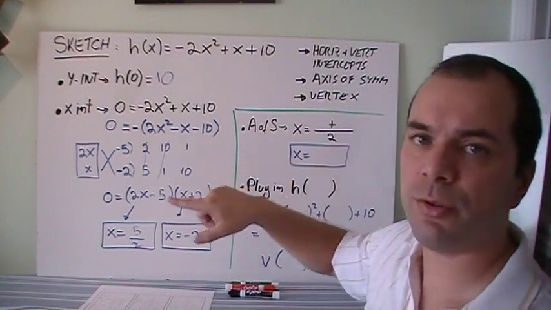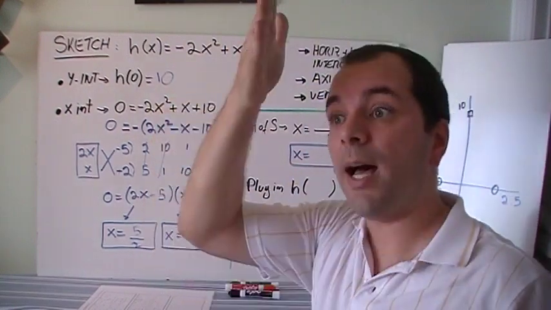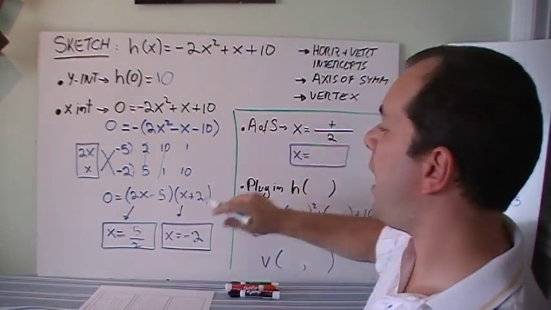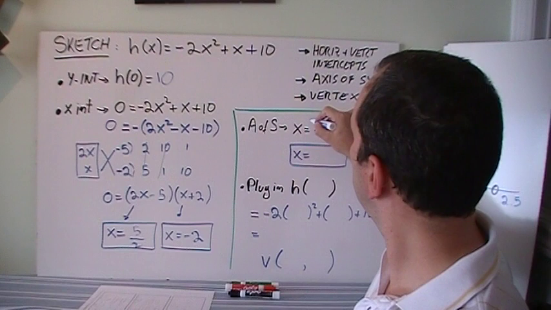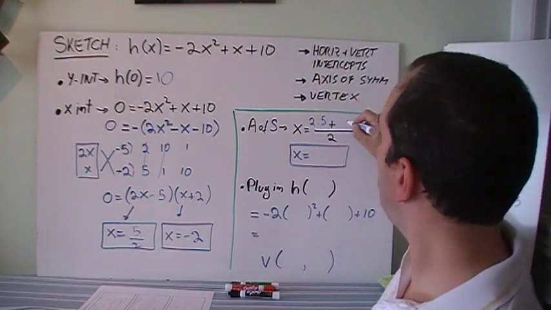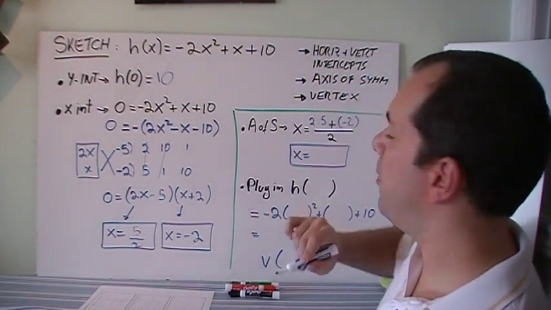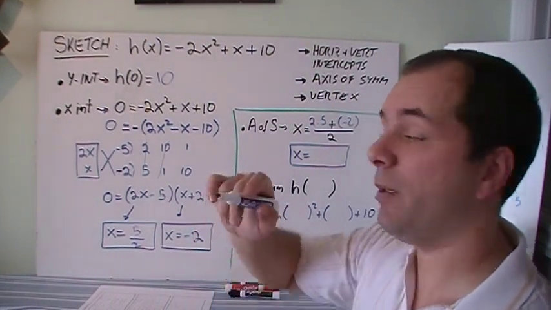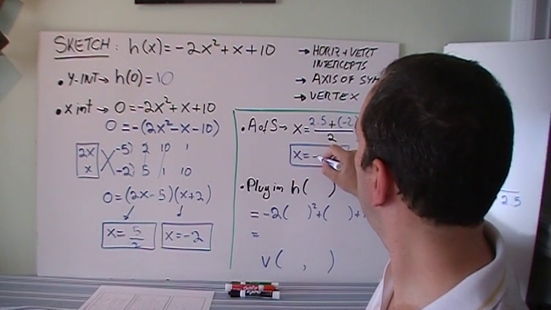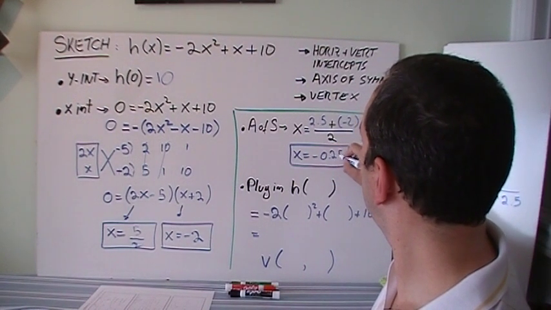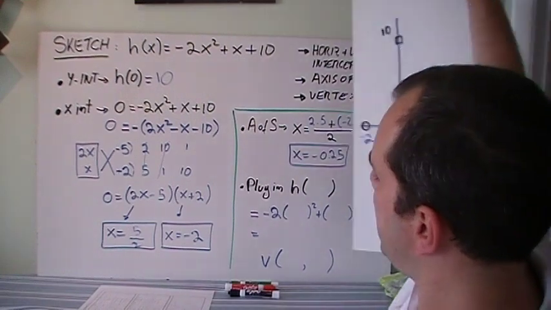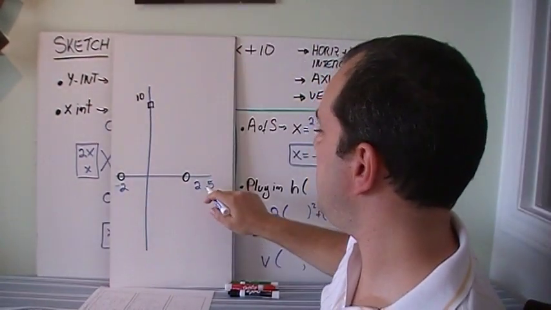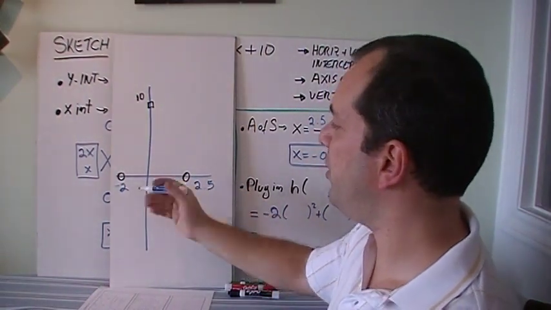I'm going to look for the axis of symmetry. Well, I've got the two zeros, so I'm going to use zeros, axis of symmetry, to get the x of the vertex. For the axis of symmetry, I need to add the two zeros, so 2.5 plus minus 2. 2.5 plus minus 2 is just 0.5. 0.5 divided by 2 is equal to 0.25. Let's see if it makes sense with our diagram. Well, this is 2.5, this is minus 2. It's going to be a little bit on this side, but very close.